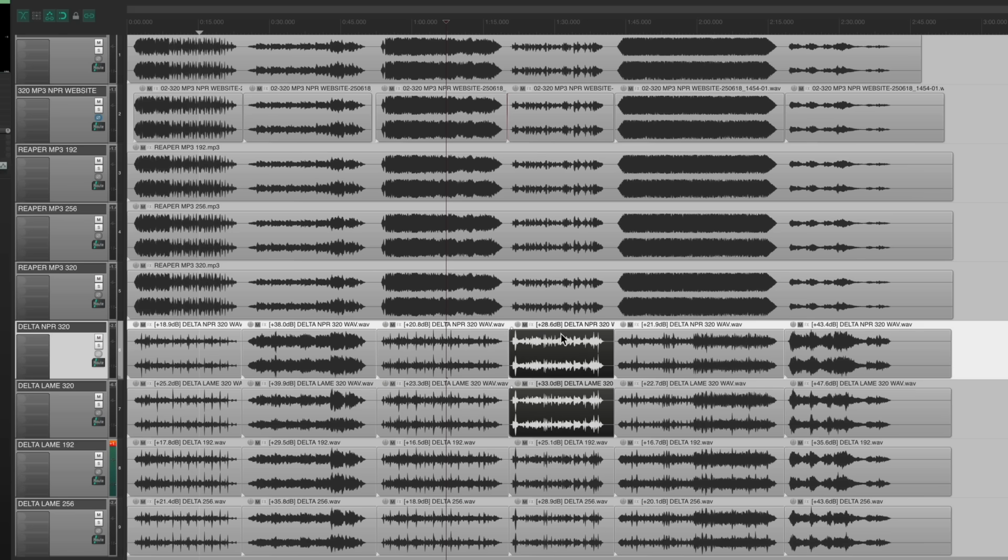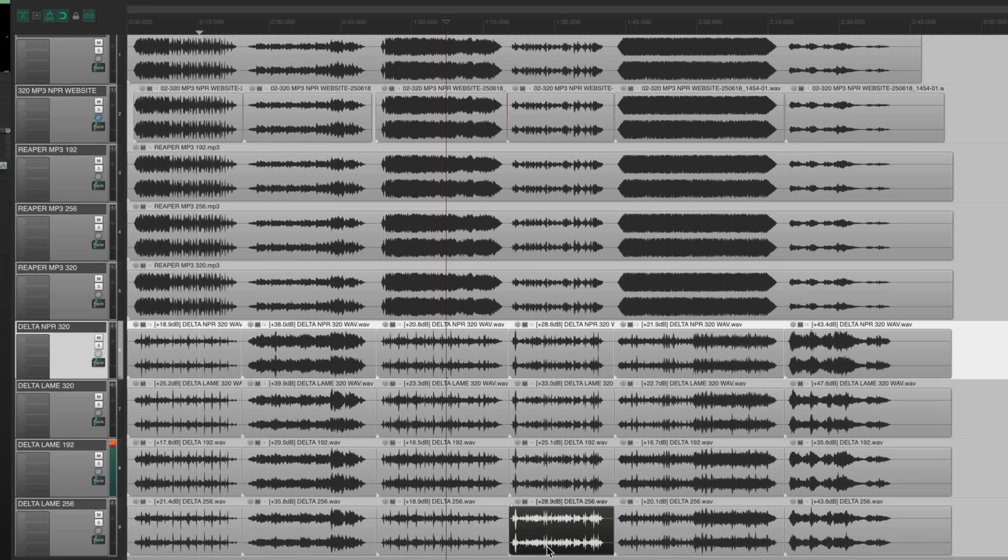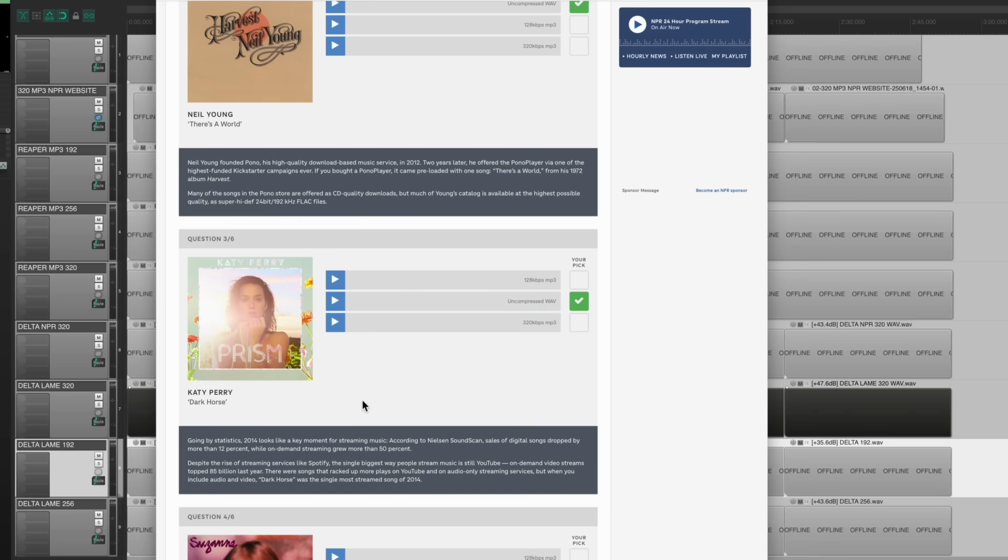Then here, what is that? Wow, that's a lot more of a difference here. That's like 4.5 dB difference, and that would be more in line with the 256. It's almost identical to the 256. And so I don't think this website is accurately representing the quality of 320 MP3s, especially not in a modern context with the modern technology that we have.